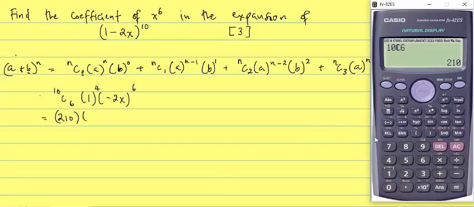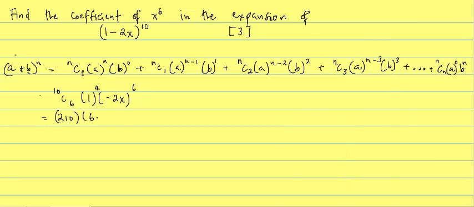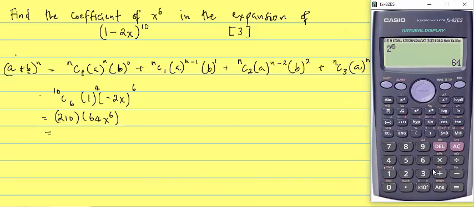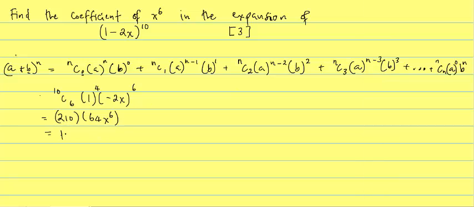So let's go ahead and calculate the value of 2 to the power of 6, and that is going to give us 64. So 64x to the power of 6. Be careful, the 2 has got to be raised to the power of 6 as well as the x. Now let's find the product of the 2. So 64 multiplied by 210 will give us 13,440. So 13,440 x to the power of 6.